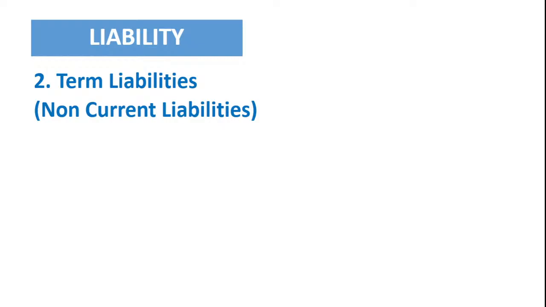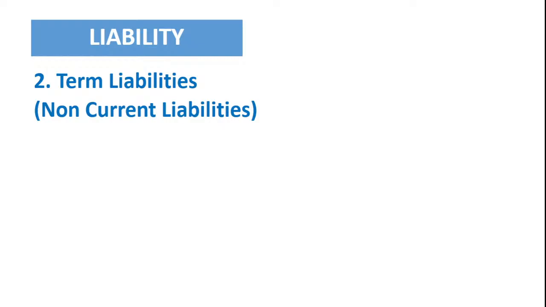So, as per Indian accounting standard, that is Ind AS, they are not using the word term liability. They are using the words current liability and non-current liability. So we will not discuss Ind AS in this session. Here we will discuss the term liability, which is very much prevalent in the economy, right? So, friends, how is term liability different from current liability?